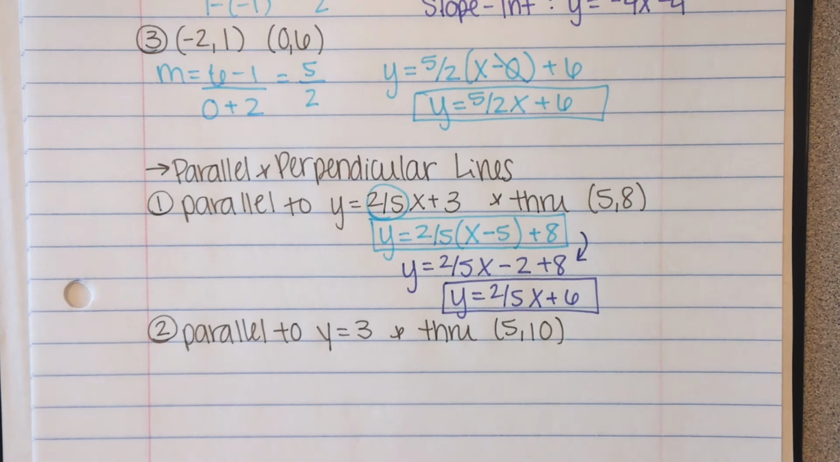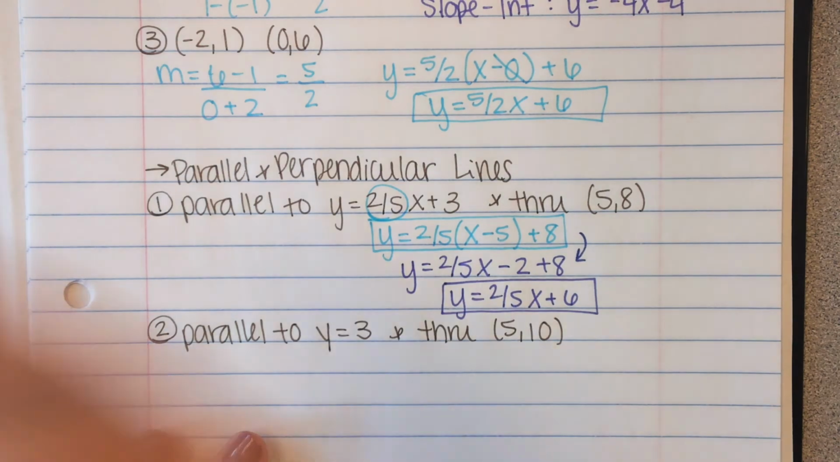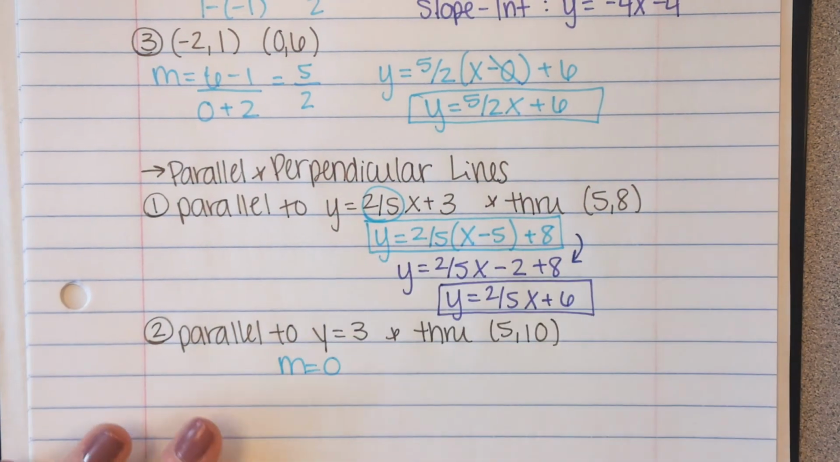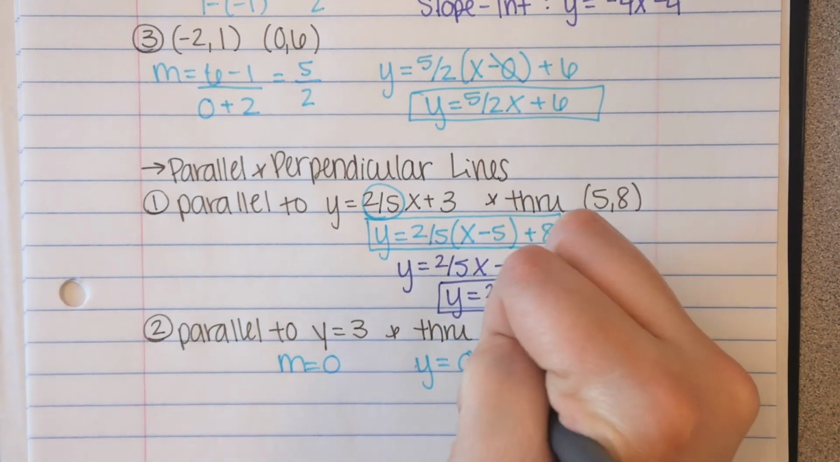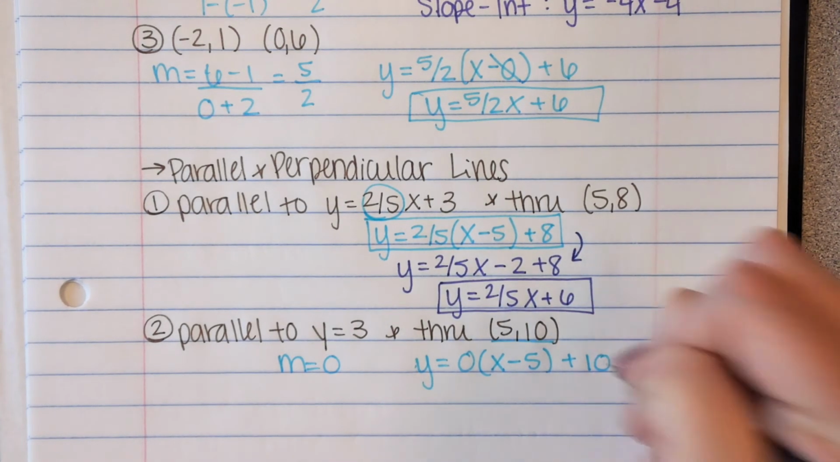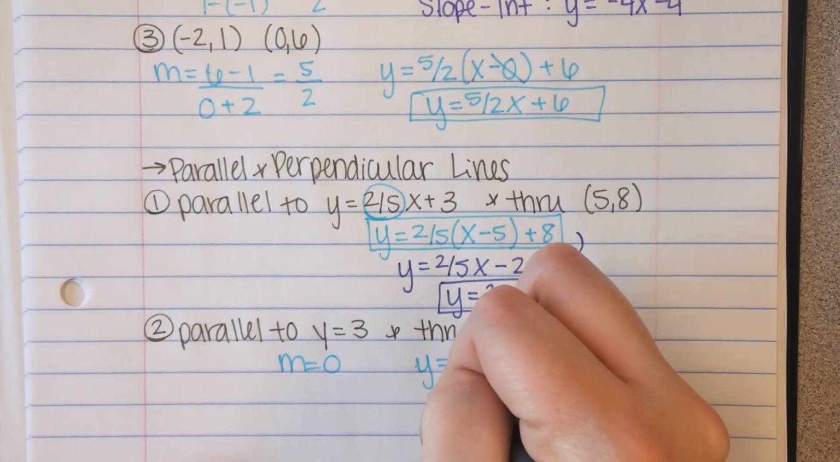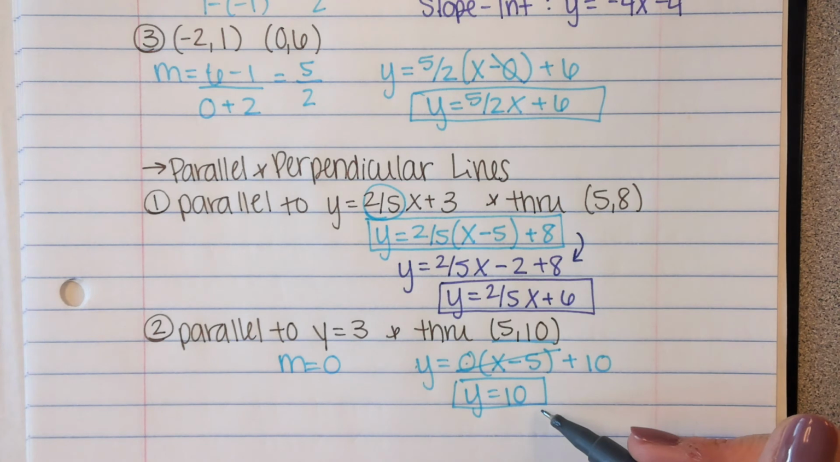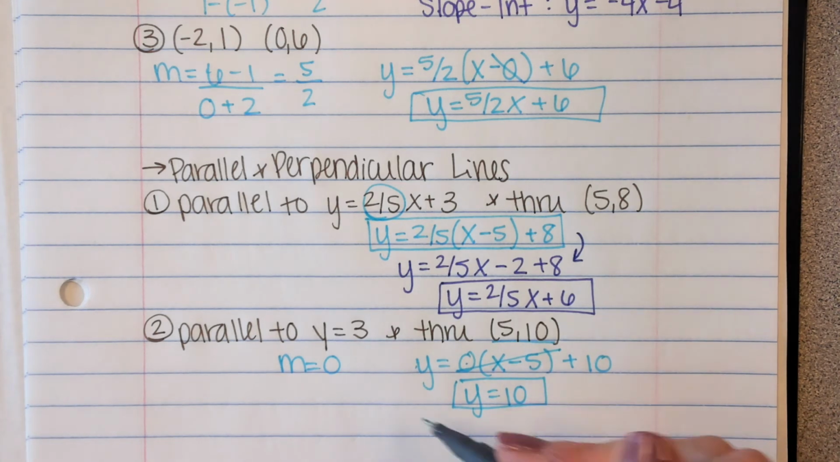Okay, here's our next one. Parallel to y equals 3 and through the point (5, 10). So y equals 3, if you think about that, we don't have a slope. The x is missing, so that means our m is 0. Okay, we've got our point. So y equals 0 times the quantity x minus your x value, then close quantity, plus your y. 0 times all that cancels out, and you're left with y equals 10. And so that works. That's your equation. That's also what it would look like in point slope form and slope-intercept form. You're done.